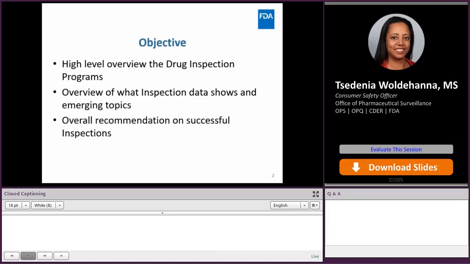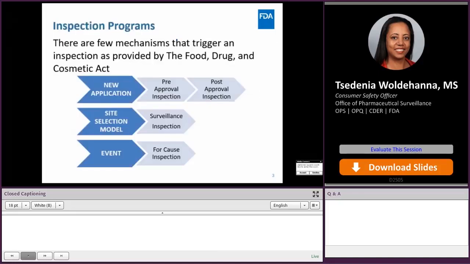Okay, inspection programs. Under the Food, Drug, and Cosmetic Act, Section 704, FDA has the mandate and authority to inspect establishments. These are specifically establishments which manufacture, process, pack, or hold drug products for introduction into interstate commerce. These inspections can be triggered through three different mechanisms. First one being a new application.